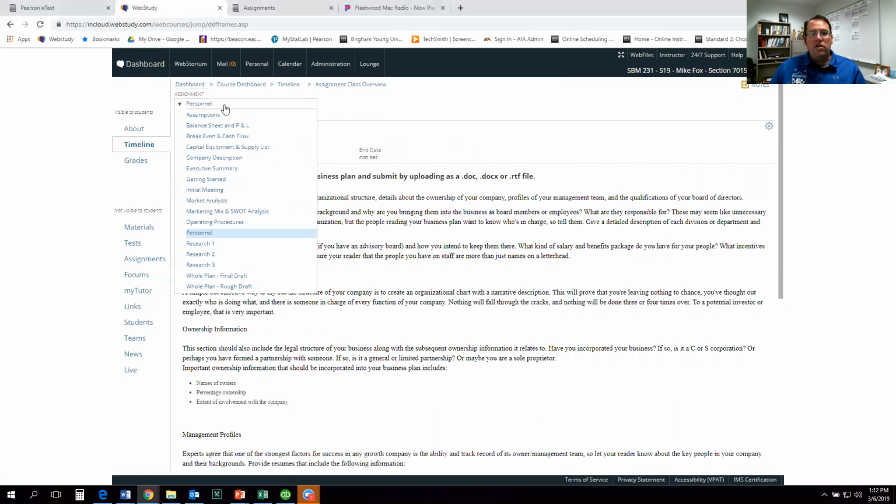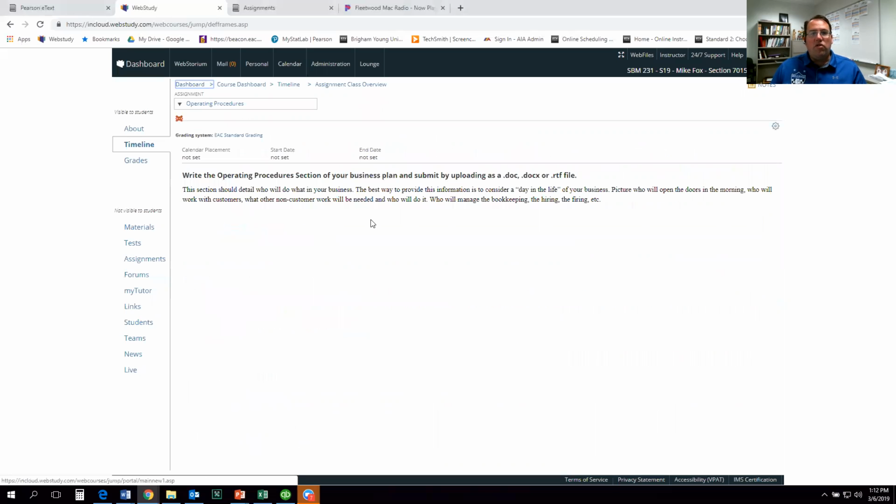The third assignment is the operating procedures assignment. So if the personnel assignment is about who will be involved, operating procedures is kind of how it will happen. I think I say in the assignment, the best way to go through this is just to sort of consider a day in the life of the business. So for my storage business, I would say, okay, so we get up in the morning, and we need to make sure that the premises are clean and well cared for. Who's going to do that job? Is that my job? Is that an employee's job? Is that my spouse's job?